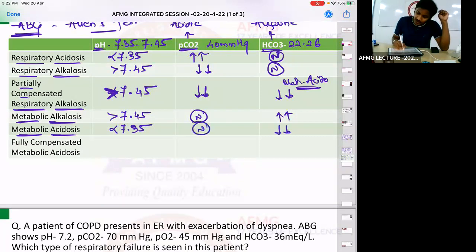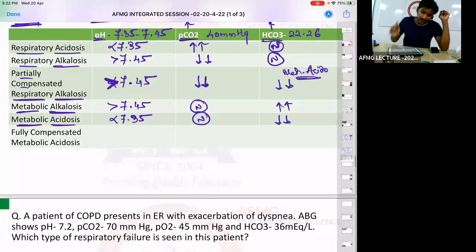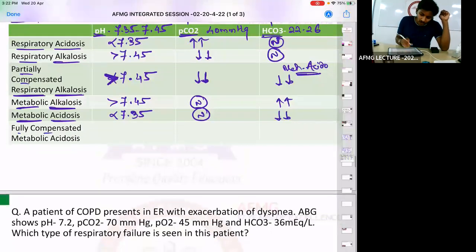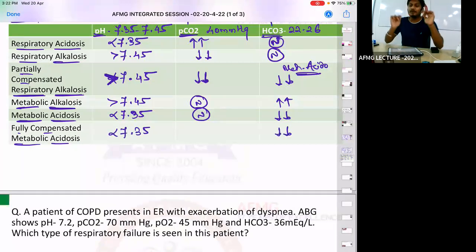And if there is no compensation, then PCO2 is normal. Now fully compensated, when we come to it, first I talk about the main pathology. What is it? Metabolic acidosis. Acidosis, pH less than 7.35. Metabolic means bicarbonate. Low or high? Low bicarbonate should be there. Okay?